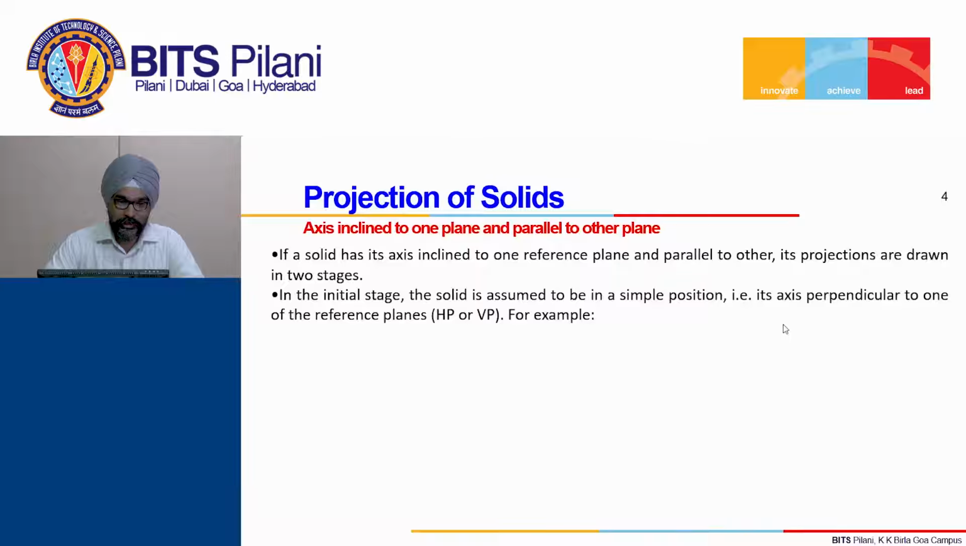The reason for the initial stage is that we are basically given the geometry of the base. We get the definition of the solid in terms of the geometry of the base, so we need its true shape. So the initial position without any inclination of the axis is needed in the beginning, and then we can move on to the final stage.